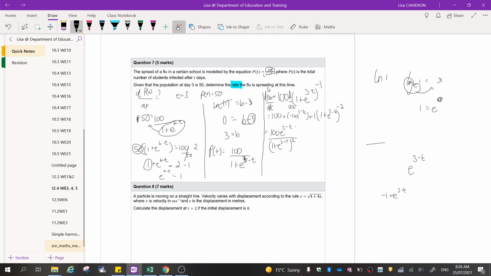Maybe I've misinterpreted that question. If it's the rate that the flu is spreading at this time, that means I should take the derivative and then input it back in with my time. So here's the function for the rate. Next thing we're going to do, we're going to put that back in to get what the actual rate is. Really, we're finding the gradient at this time.